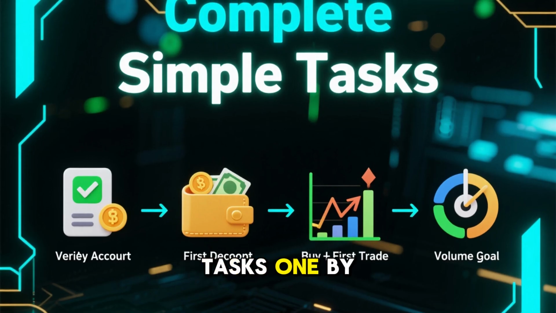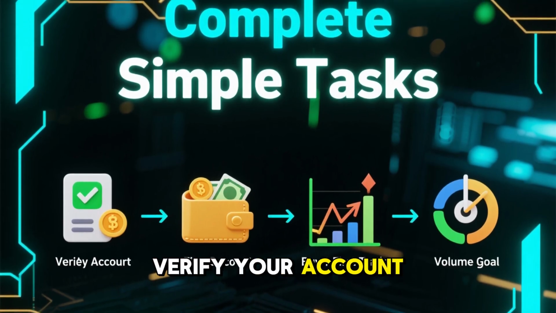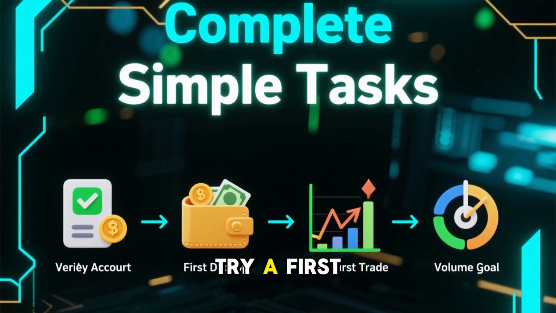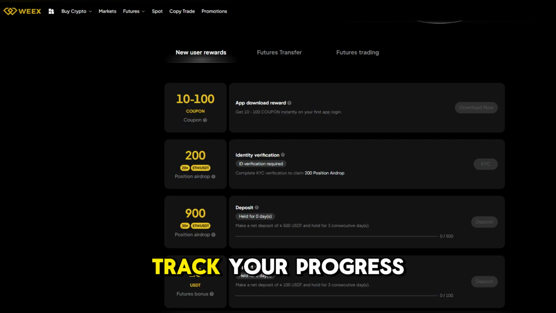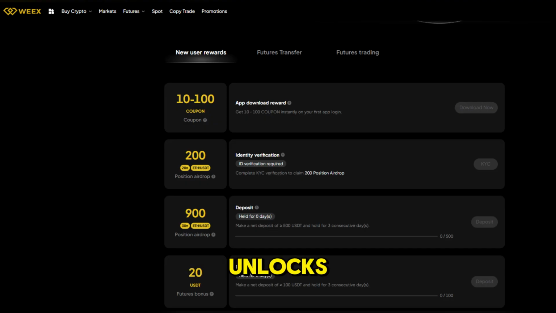Work through the tasks one by one. Verify your account, make a first deposit, try a first trade, or meet a small volume target if required. Track your progress inside the rewards page and claim each item as soon as it unlocks.